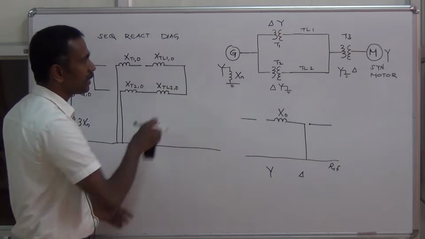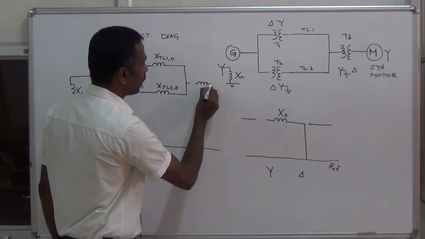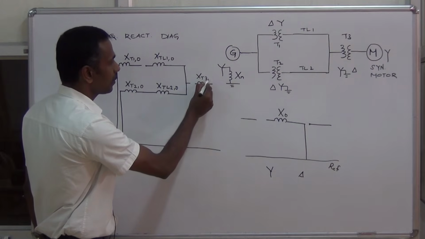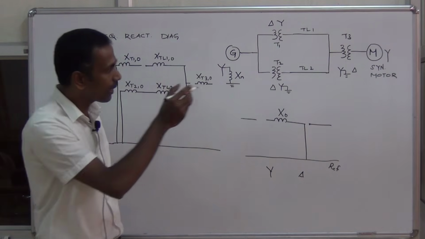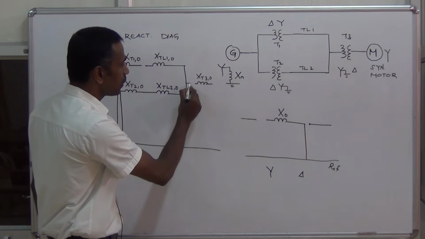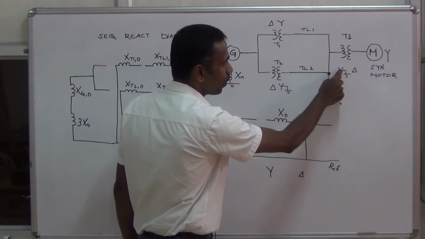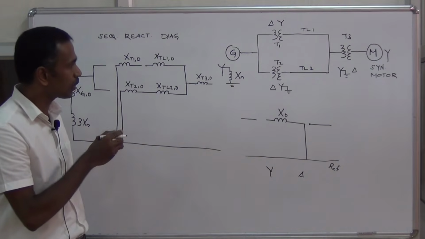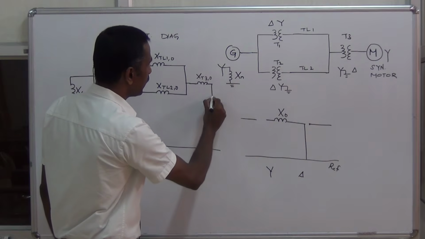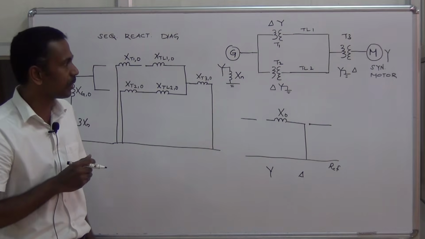Then we have the transformer T3. This is the zero sequence reactance of the transformer T3, XT30. Now we look at the connection. On the primary, this is star with neutral grounding. So the circuit must be complete. The zero sequence current can flow through this neutral grounding. Whereas on the secondary side, it is delta. As it is delta, this should be connected to the reference bus.